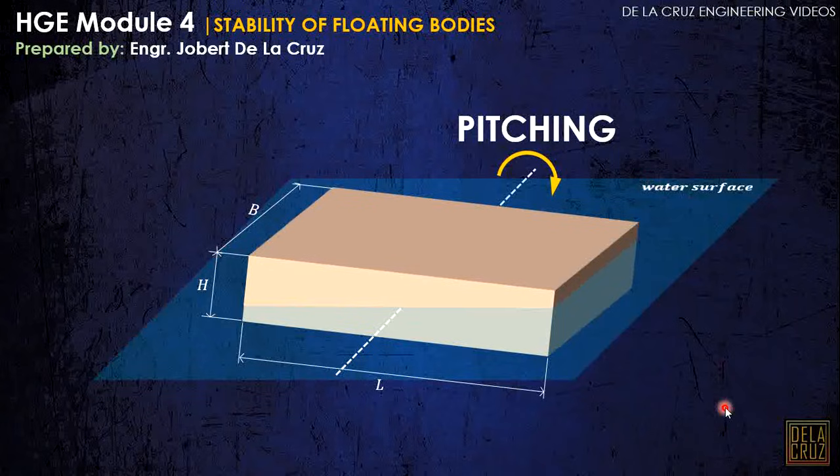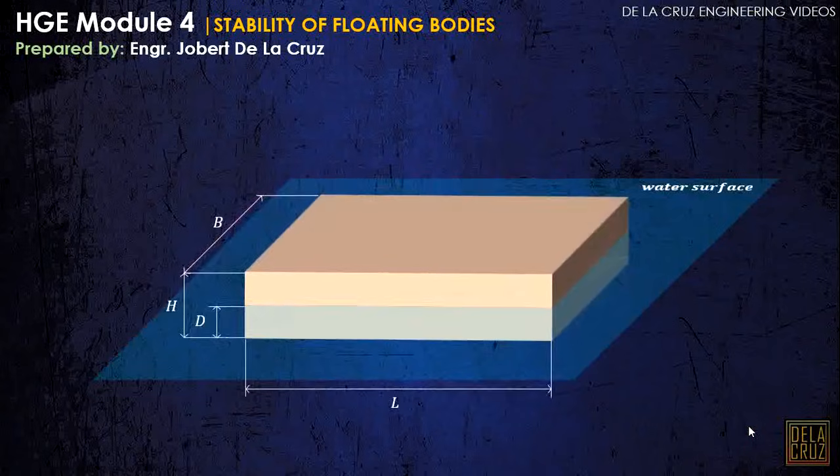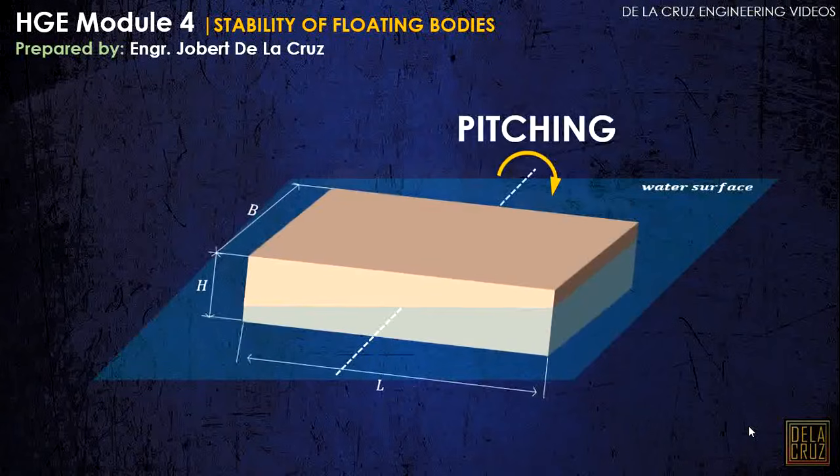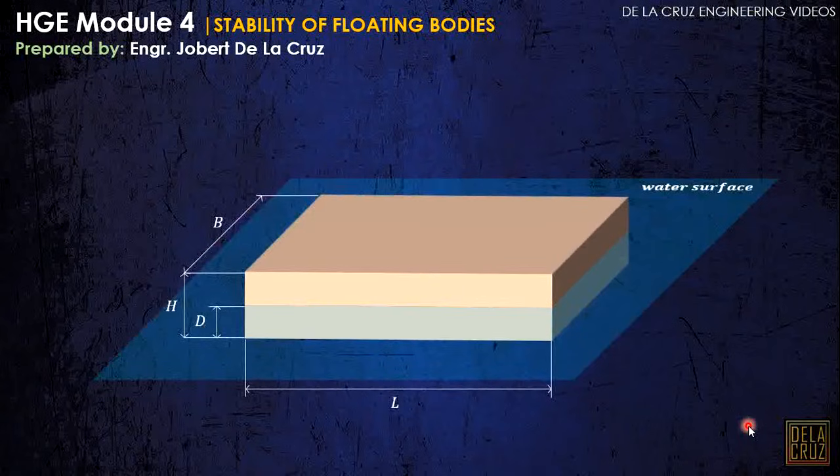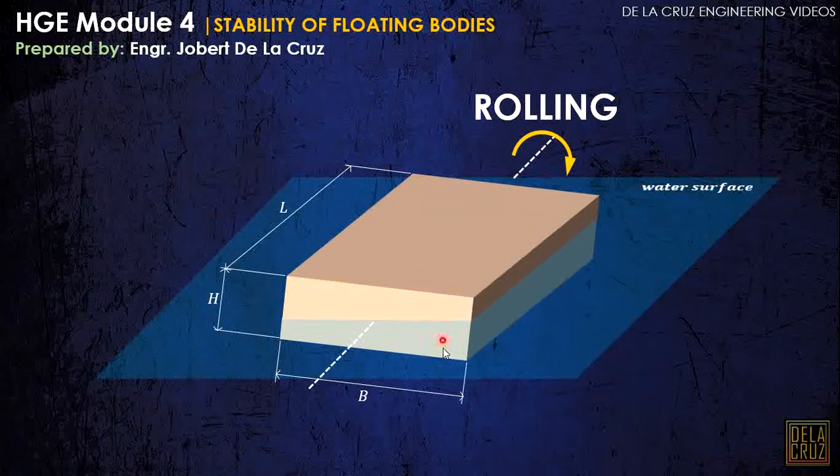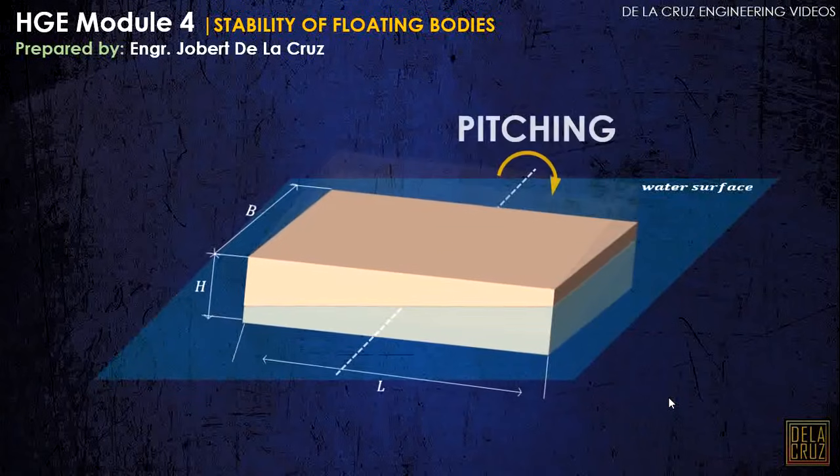This is the water surface. Now, what we usually analyze here is rolling, because it is more favorable for it to rotate, or roll, about this axis. It is easier to rotate when the dimension here is lesser. That is just due to the inertia. So, let's try an example.